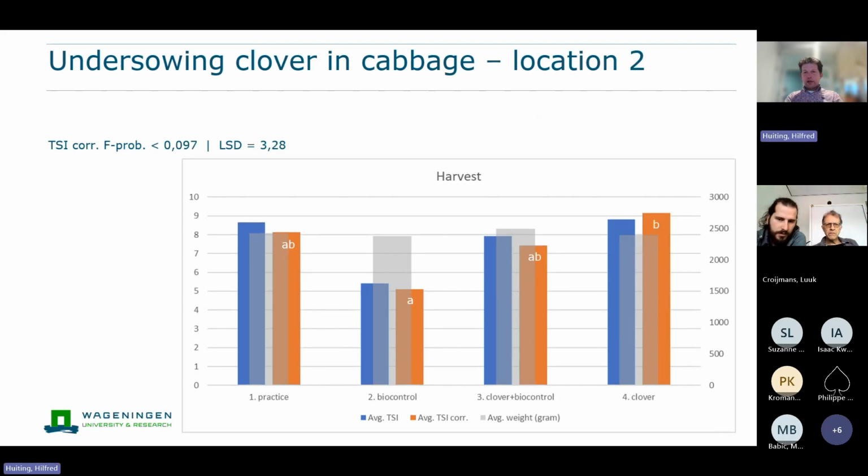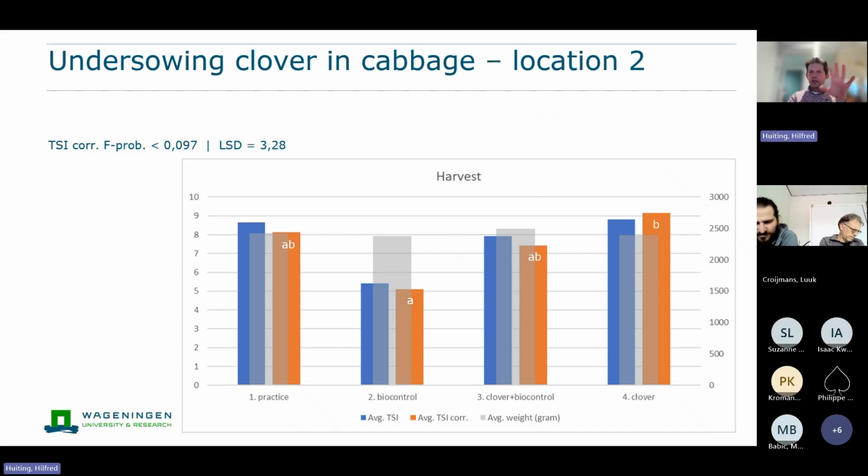Then the second location, a different location, 20 kilometers up north, with different circumstances, planted a month later. We saw an effect of biocontrol. That's interesting, but we didn't see an effect of clover. So that's why I was both happy and cautious with the previous graph.